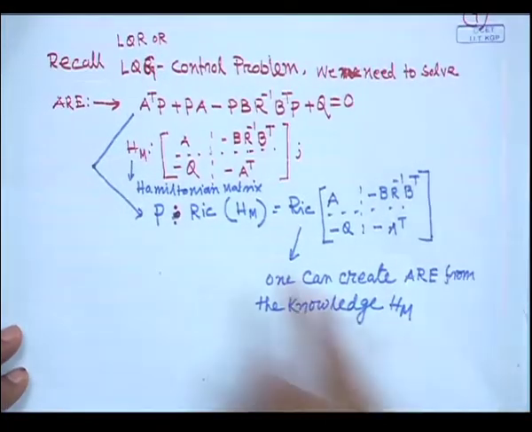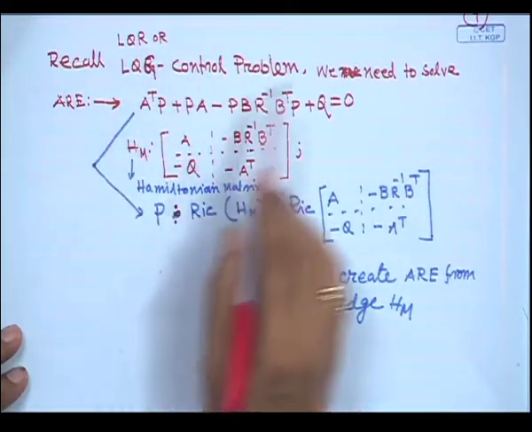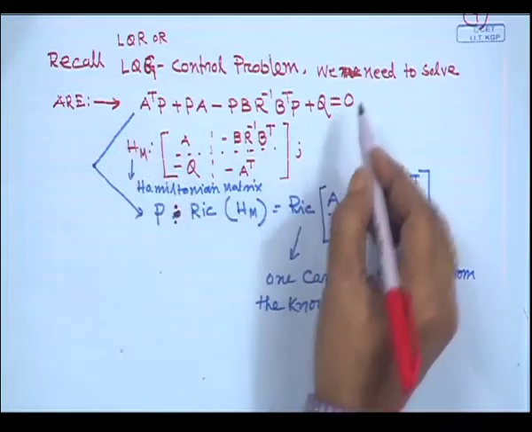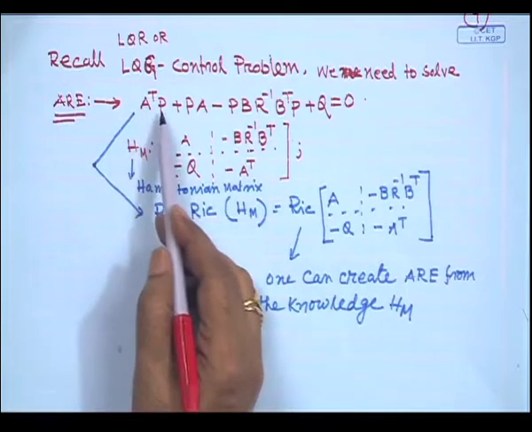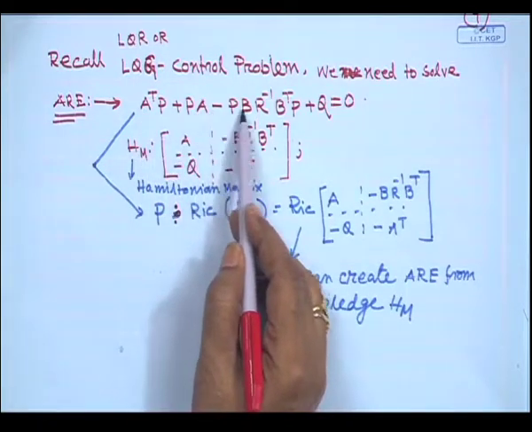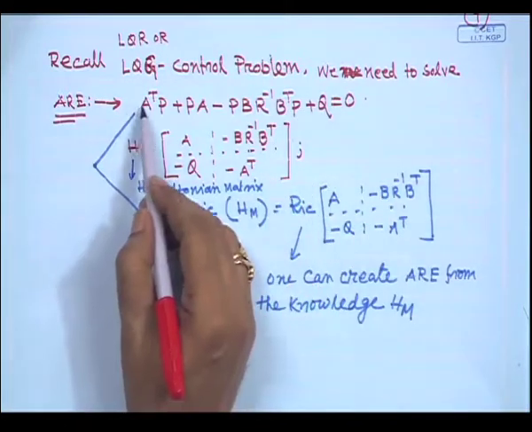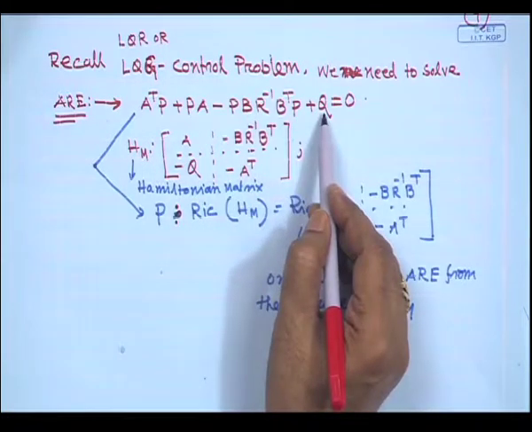What are these 2 Riccati equations? Before I write them in detail, recall our LQG or LQR problem. When we design a controller, we have to solve a Riccati equation. This is called the algebraic Riccati equation: A transpose P plus P A minus P B R inverse B transpose P plus Q. You have to solve it, where you know A, B, R is the designer's choice, and Q is the designer's choice. You have to solve for P.